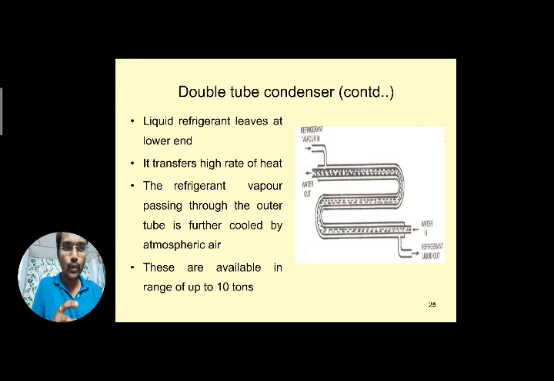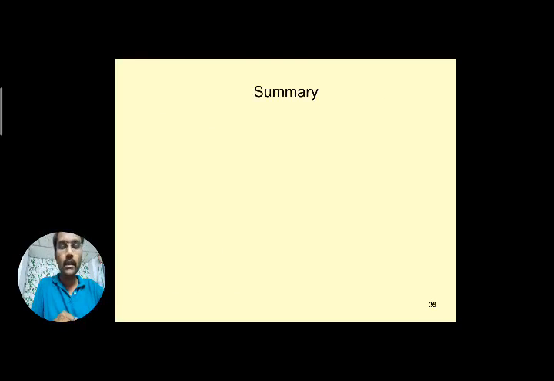It is a tube in tube section. The cleaning of the inside section is very difficult, so you have to use clean water, and it is mostly utilized for up to 10 ton capacity. Okay, so this is regarding all these condensers.